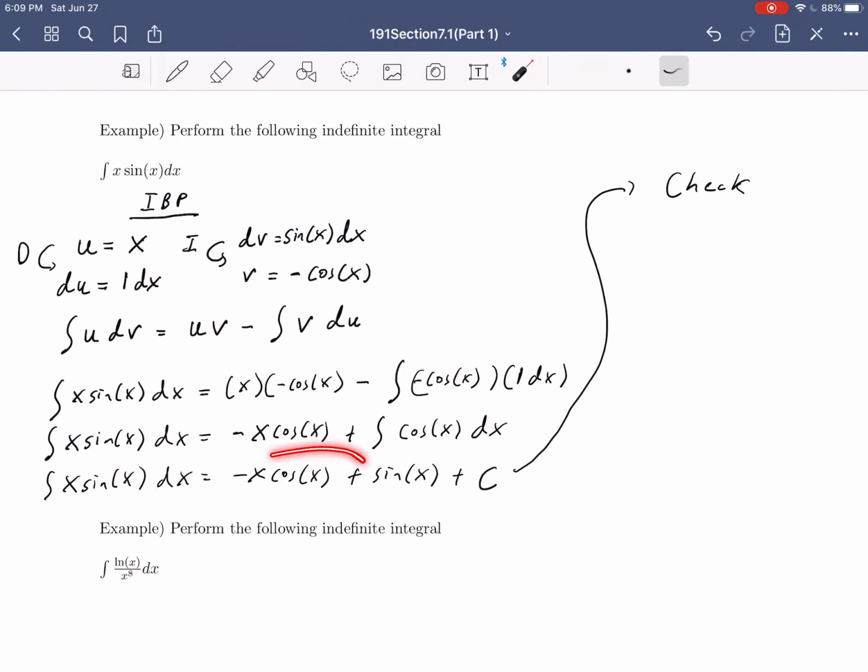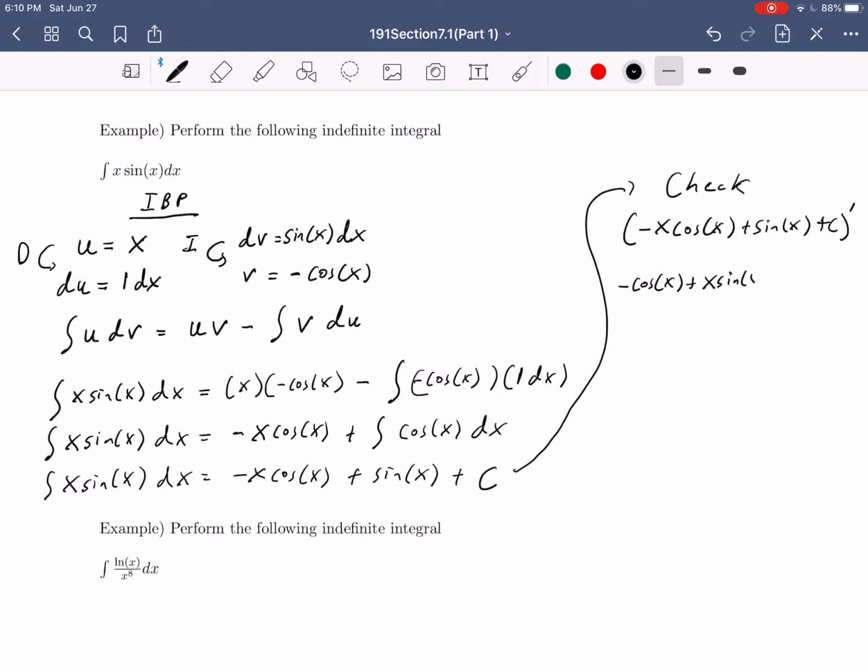Well, we could always check by differentiating this and making sure we get back to what we were trying to integrate. So just for fun, for this one only, we'll go ahead and do a check. We'll differentiate our negative x cosine x plus sine x plus c. If we differentiate that, we'll have to do a product rule here. So the derivative of that negative x is going to be negative cosine x. The derivative of cosine x is negative sine x, so we get x sine x. The derivative of sine x is cosine x. And of course, the derivative of the plus c is going to be 0.